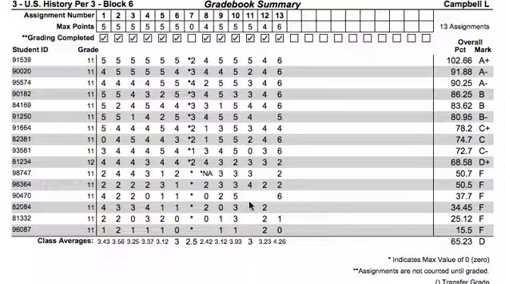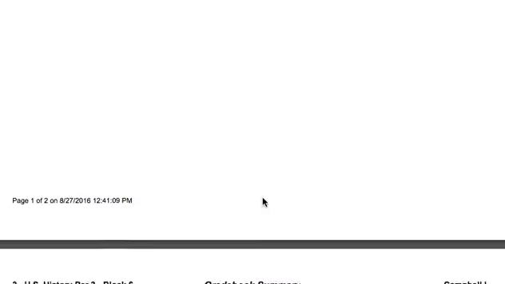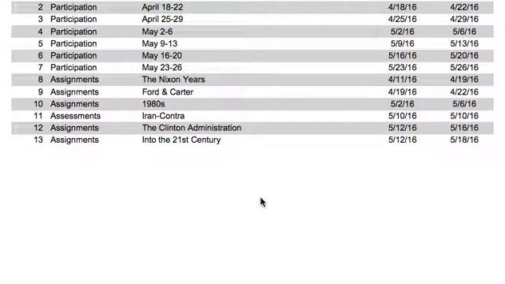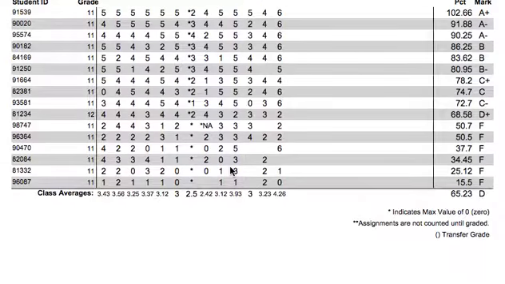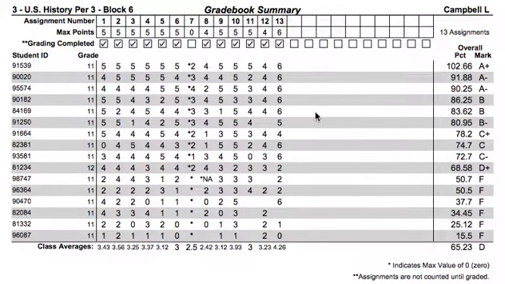You can see all of these students down here who ended up in the F range, all of them failed to take the assessment. This student here also missed assignment 12. Once again, I can come down here to see what assignment 12 was. Well, assignment 12 was the Clinton administration, so that would have been the Pear Deck that was done on the Clinton administration. So they had another missing assignment. So that's how a student can read this gradebook summary.